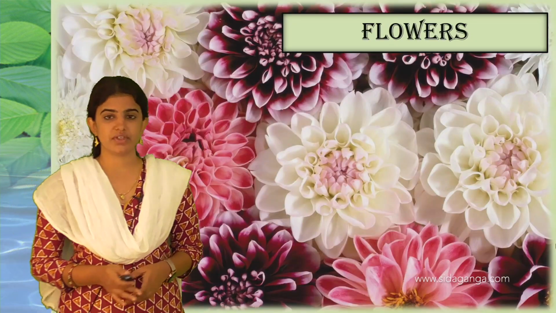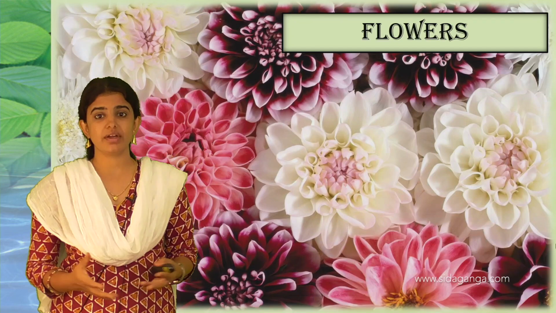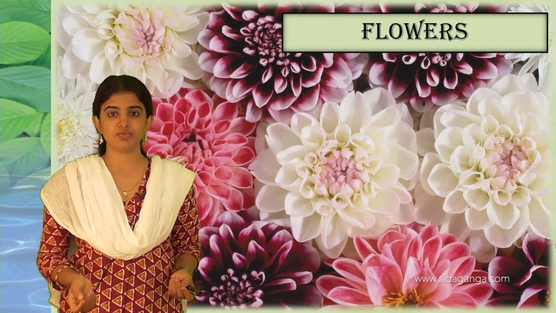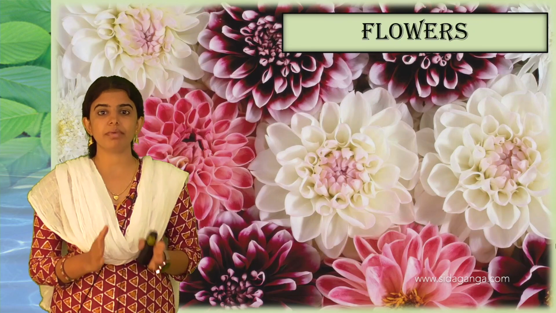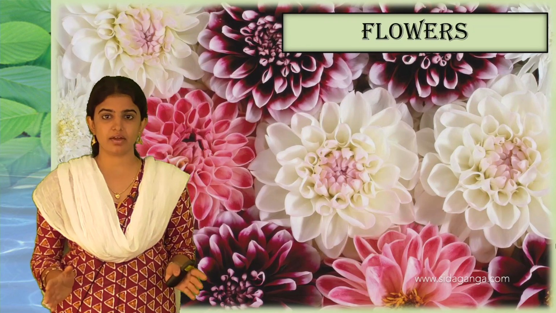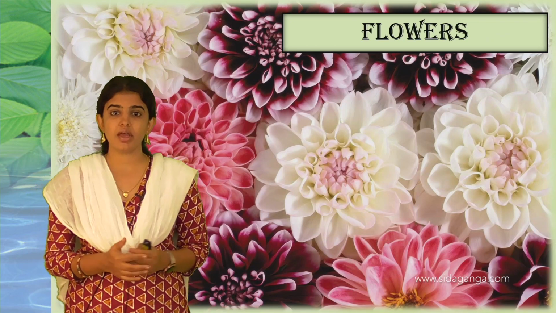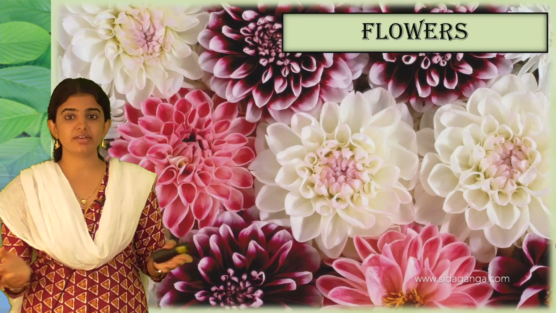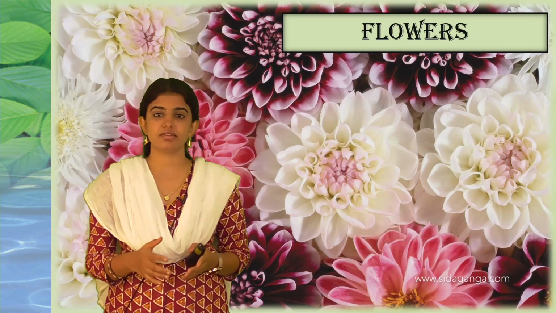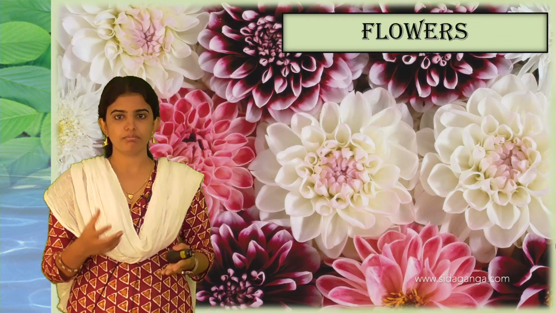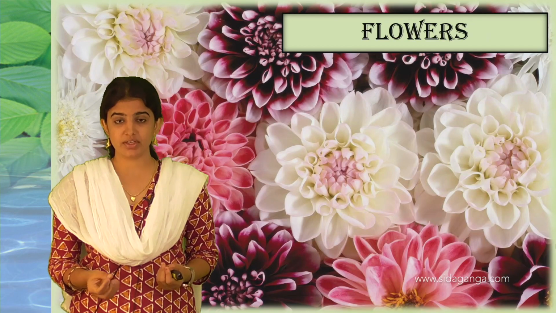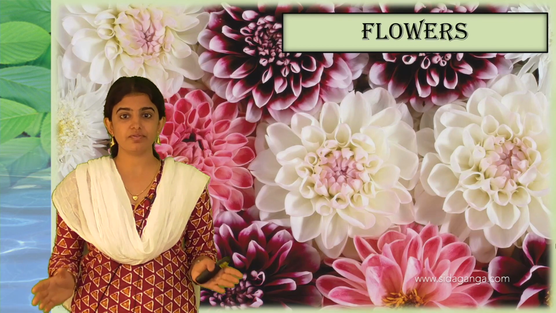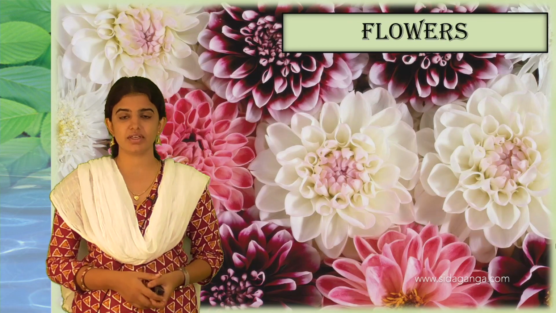Next one is the flowers. See, we see varieties of flowers in the atmosphere, in the plants also. Based on the plants, different varieties of flowers will be present, and these flowers have different shapes and colors. Some of them are brown in color, some are red, some are blue. Like that, different varieties of flowers have different colors.